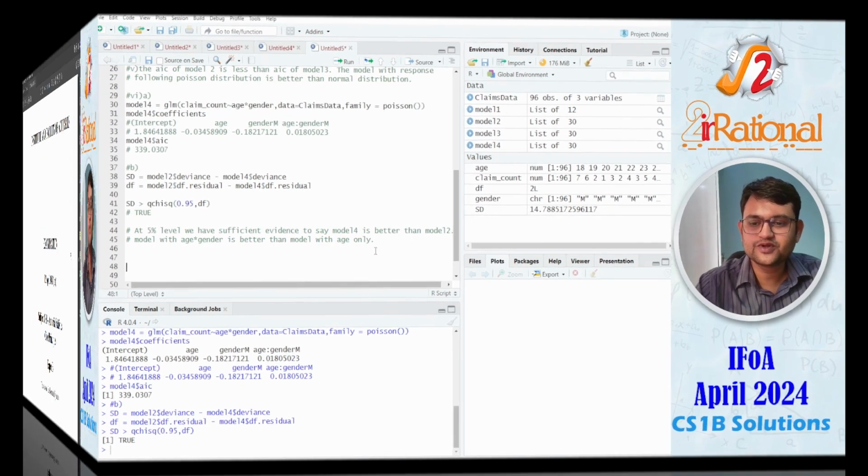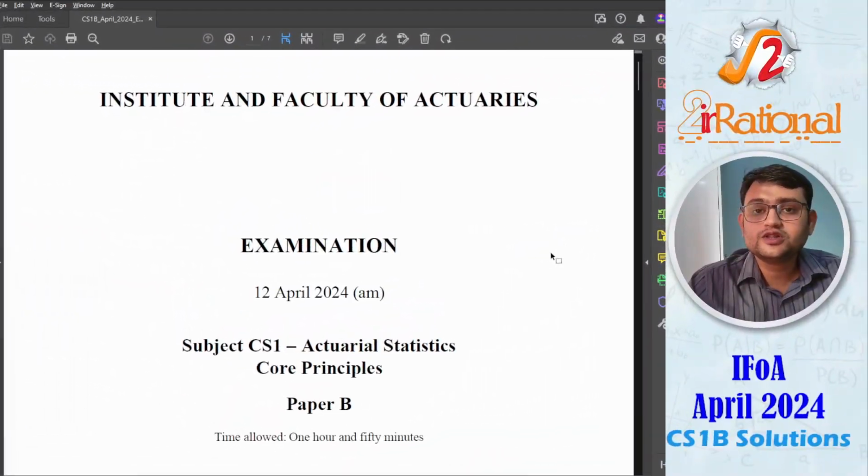That ends our paper here. Overall, the paper was very straightforward. I did not find any confusion. Maybe you might have confusion in finding the log likelihood, but other than that, everything was very straightforward. So this was a high scoring paper, similar to what paper A was. So the passing mark will definitely be high, maybe around 58, maybe 60.